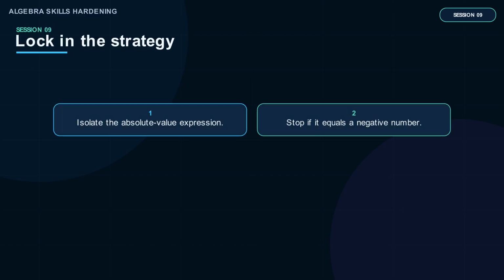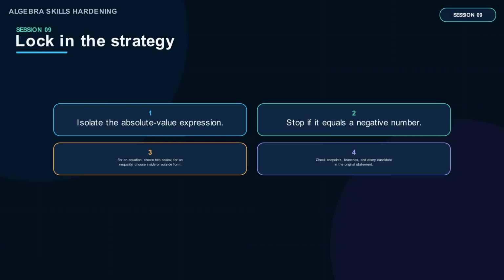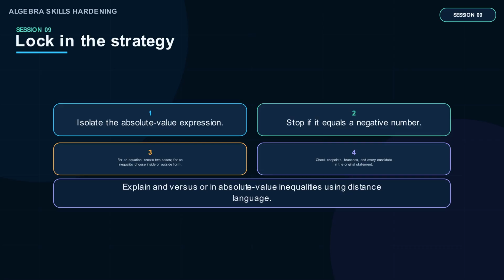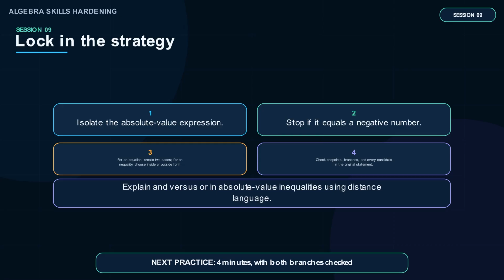The central message is: isolate an absolute value expression before creating cases. Combine it with a discipline to translate inside and outside distance conditions correctly. Finish by remembering to select the correct piecewise branch at a boundary. This turns a calculated result into a justified answer. Reflection: explain "and" versus "or" in absolute value inequalities using distance language. Name the error specifically so you can interrupt it next time. Practice one fresh problem within 4 minutes with both branches checked. Keep the work readable, check it independently, and carry the routine forward.